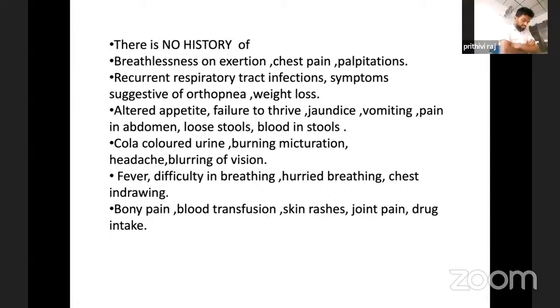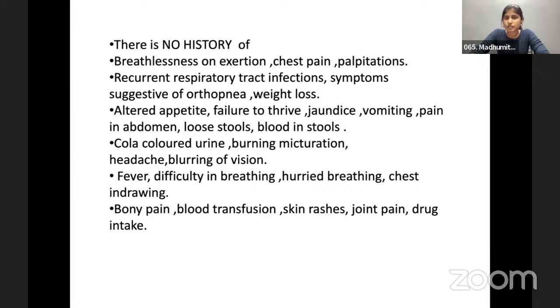Can you explain why you ask these questions? Breathlessness on exertion, chest pain, palpitation, to rule out any cardiac pathology. Recurrent respiratory tract infection, symptoms suggestive of orthopnea, or weight loss, just to rule out respiratory tract infections or any pathology of the respiratory system.